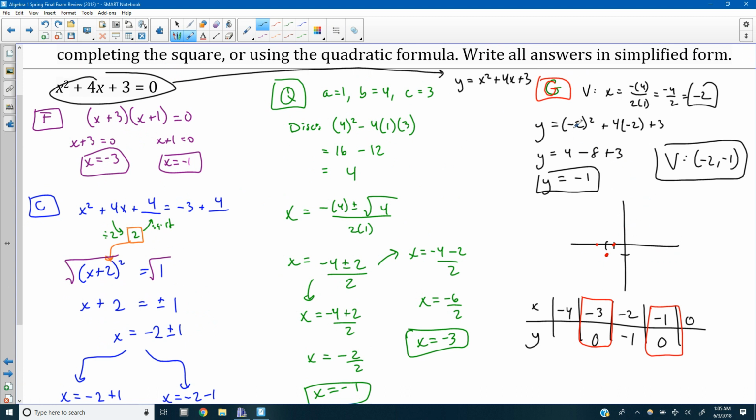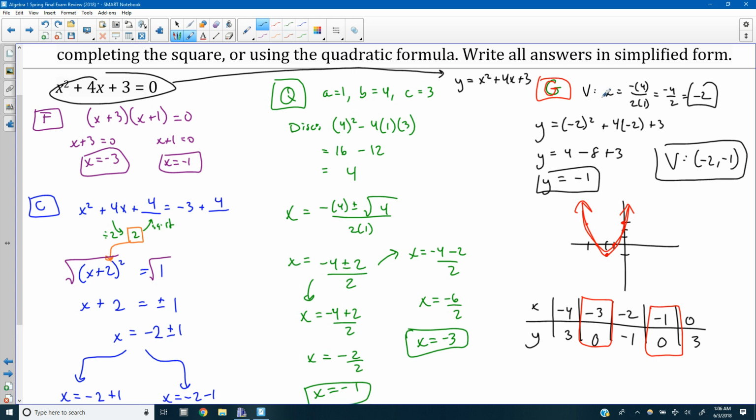I'll finish this though. If I plug in 0, 0 plus 0 plus 3 is 3. So there are two other points on this graph here that look like this and that. And there's your parabola. Very terrible looking. But it's the U shape and it crosses at negative 3 and negative 1.